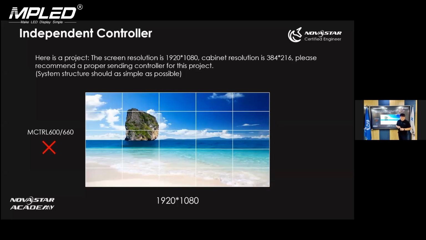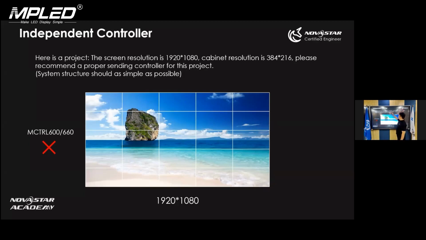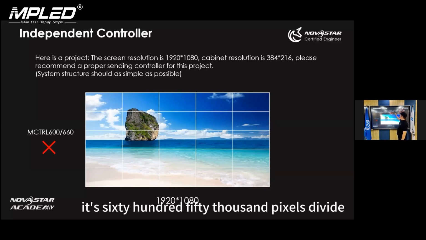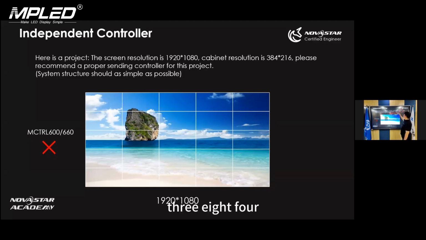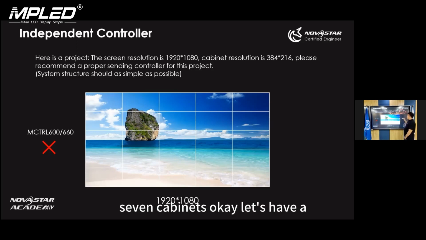No answers? How to calculate? It's 650,000 pixels divided by 384 by 216. So how many cabinets is this? Yeah, I saw the answer. It should be 7, right? 7 cabinets.